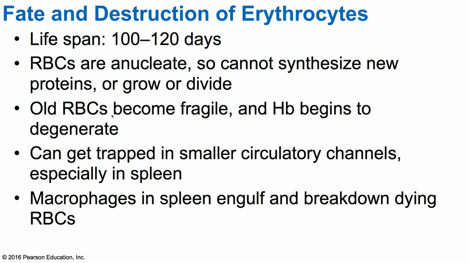What ends up happening is the red blood cells, as they become old, as they age, they become fragile. The hemoglobin also starts to degenerate. Why is this? Think about it. Now, your body has roughly 60,000 miles of blood vessels. So these red blood cells are traveling every day in and day out through all these blood vessels, 60,000 miles. Now that's a huge, huge distance.